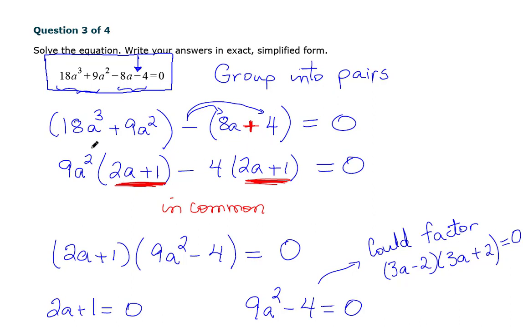After that, I'm taking out what's in common. What's in common is a 9a squared, leaving me 2a plus 1. And in the second part, I'm taking a 4 out of that, leaving me a 2a plus 1. Now that part here in red is in common, so I'm going to take it out in the front. And what would be left is 9a squared minus 4 is 0.